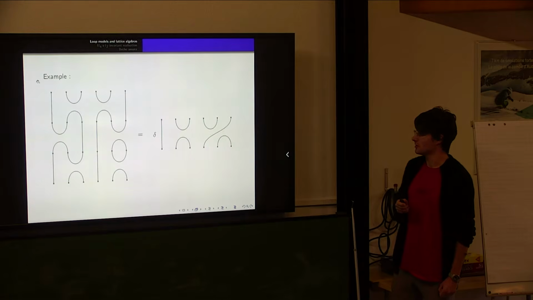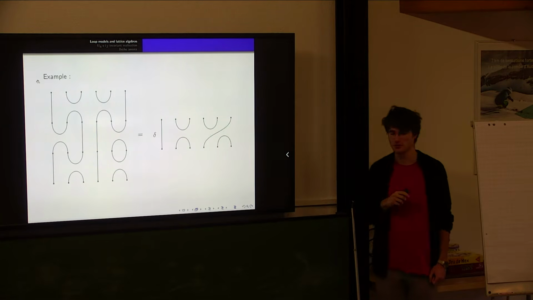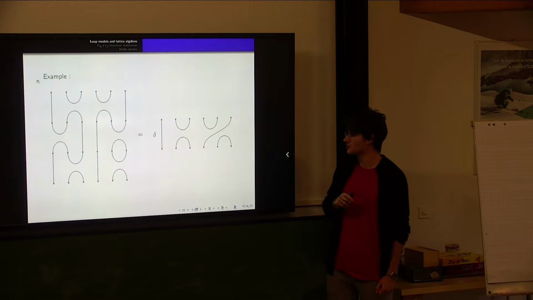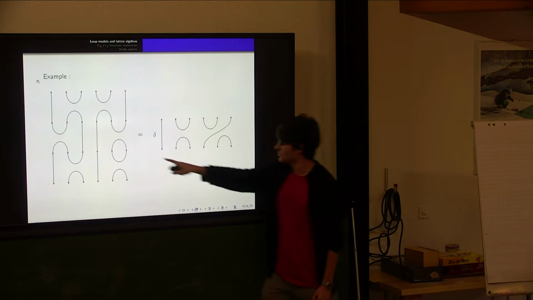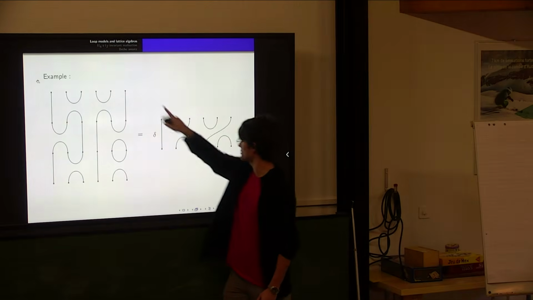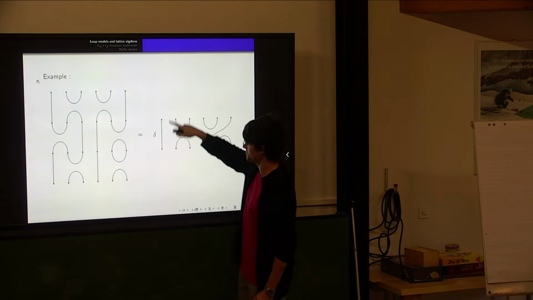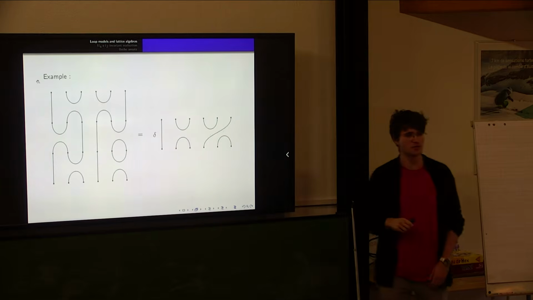So now, let me just give you an example. The previous configuration I've showed you, you can simplify it in the following way. You see here you have a closed loop, so you can replace it by a factor delta. This loop you have to follow it like this, and it goes like this. And this loop, again, you can straighten it, and it just becomes this. So these are all the rules in your algebra.